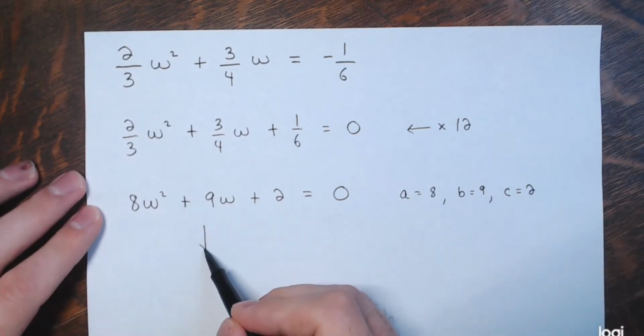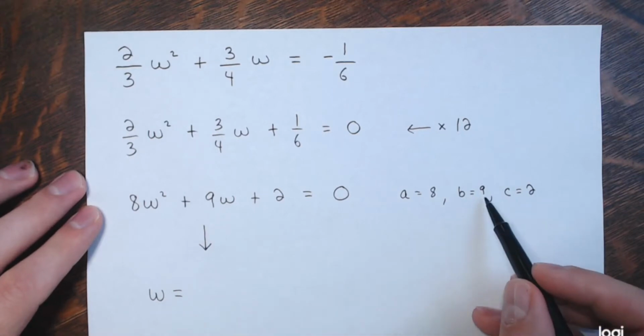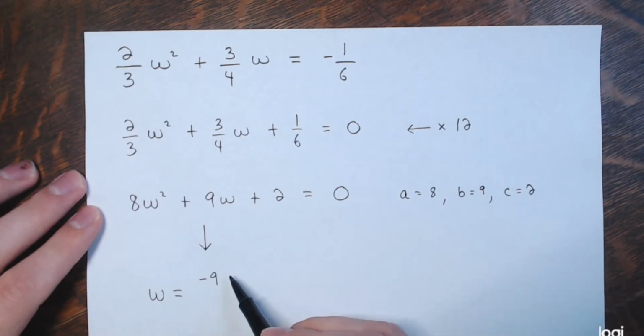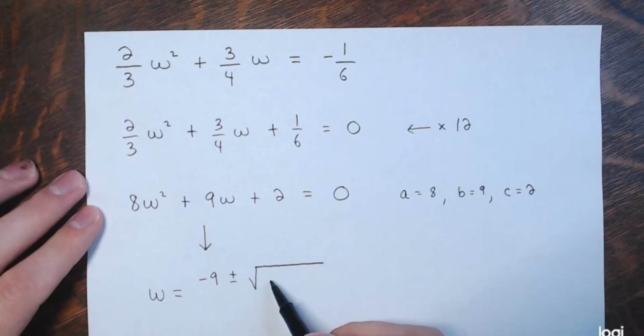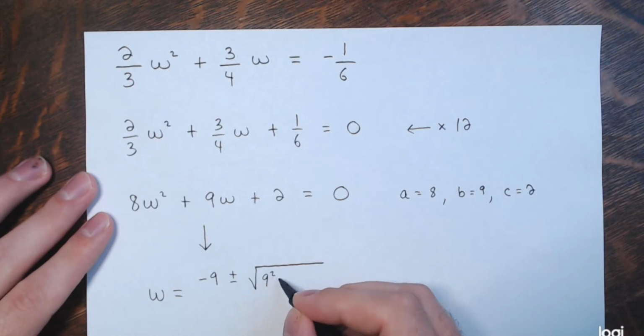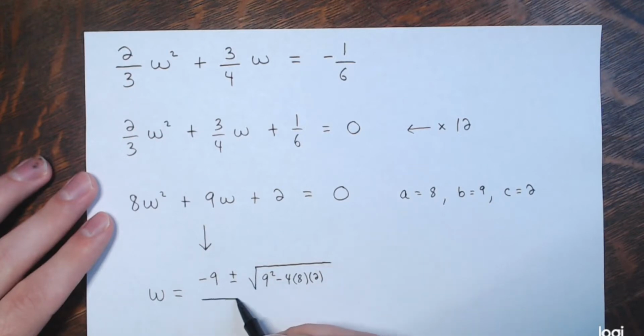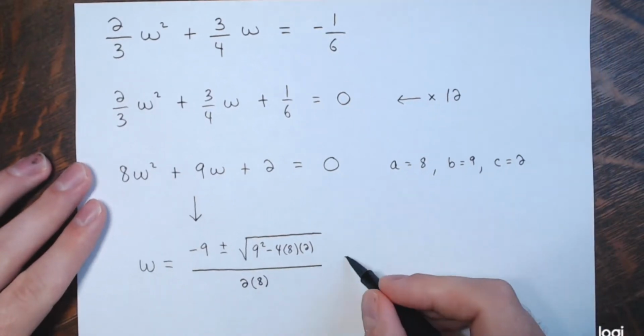All right, so we jump right to the solutions. W equals negative B, so negative 9, plus or minus the square root of the discriminant, that b squared minus 4ac, so 9 squared minus 4 times 8 times 2. And then all this divided by 2 times a, so 2 times 8. And then we start simplifying.